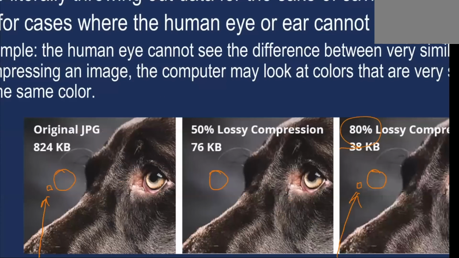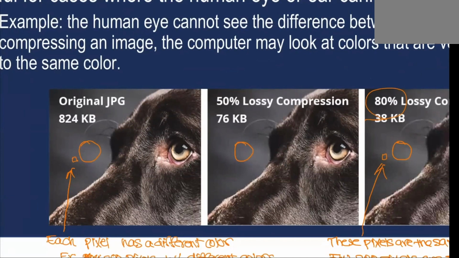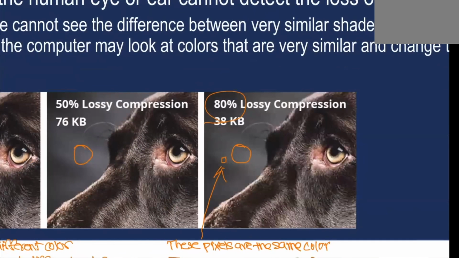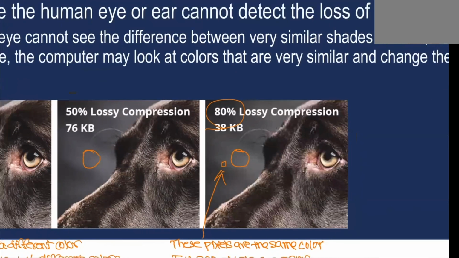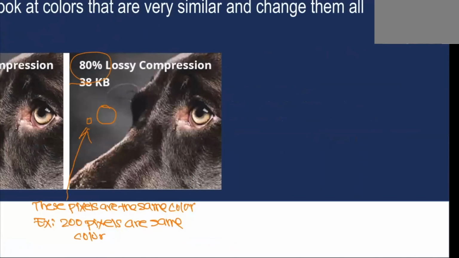That's because in the original JPEG, every single pixel's color data was being stored. In the 80% lossy compression image, it's starting to group those colors, and those that are very similar to each other will just become one of the same color. Which is why when you zoom out, you don't see the difference, but when you zoom in, you can see how blocky it could be, because those colors around it have just become one color as opposed to multiple different colors.